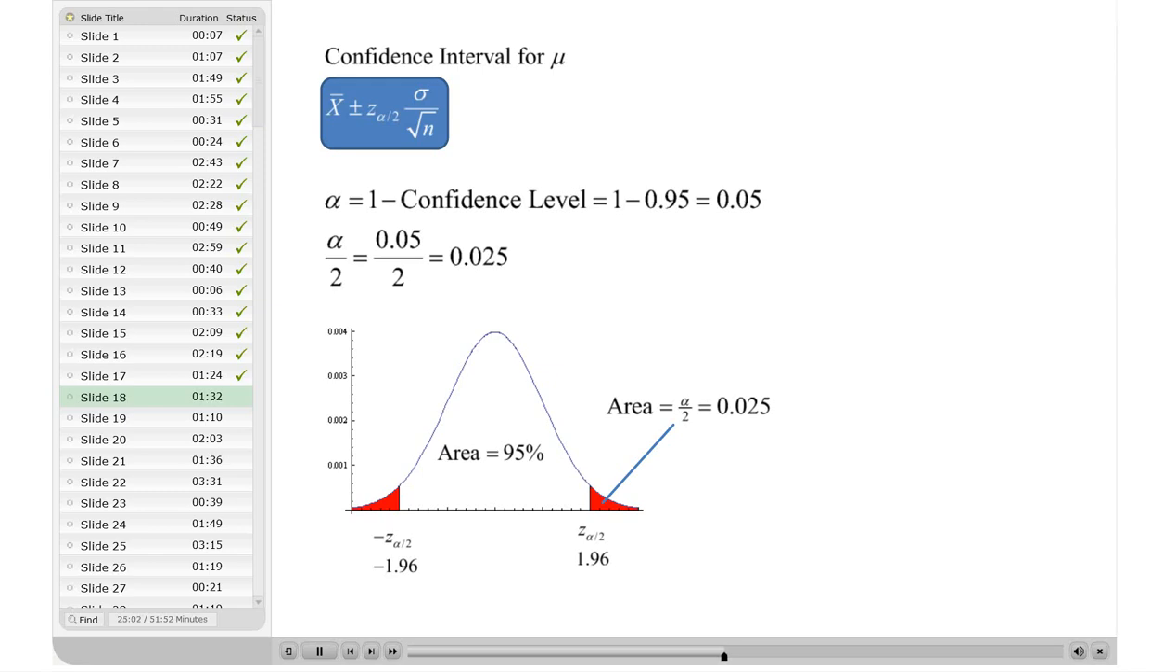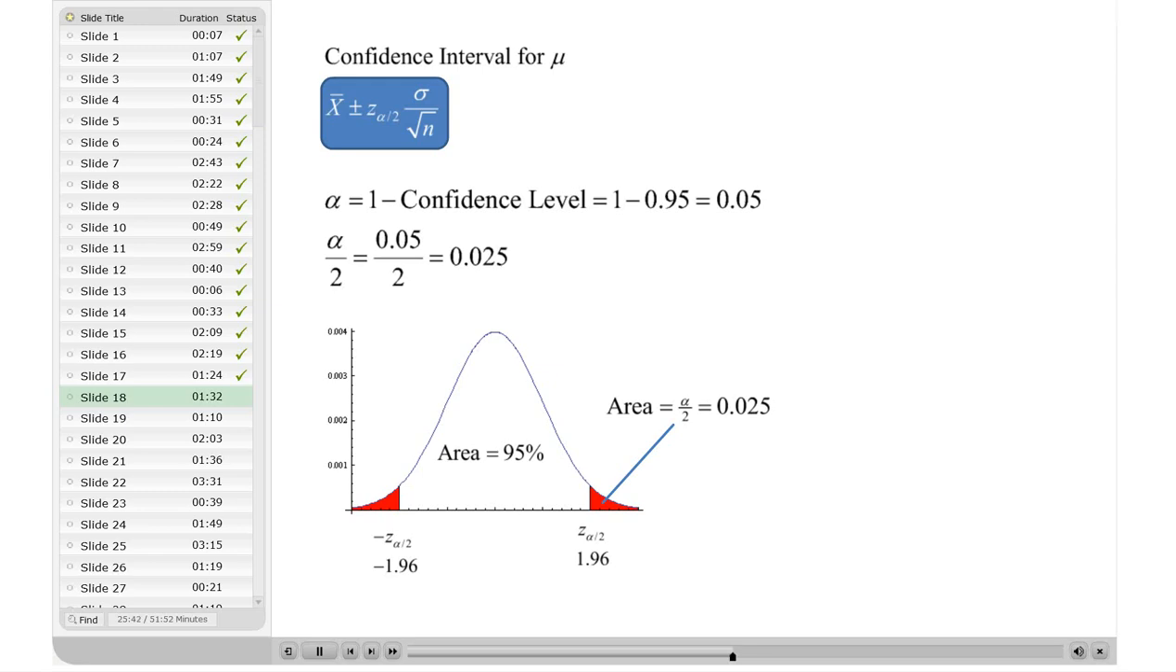Well, before we can say what z sub alpha over 2 means, we need to say what alpha means. Alpha is equal to 1 minus your confidence level. So for example, if our confidence level is 95%, as it was on the previous slide, then alpha is going to be 1 minus 0.95, which is 0.05. Then we can calculate alpha over 2, which is 0.05 divided by 2, and that's 0.025. If you take a look at the diagram, it shows that you have two tails, and in each tail you have an area of 0.025. And that means that the area of that center region is 95%, which is our confidence level.